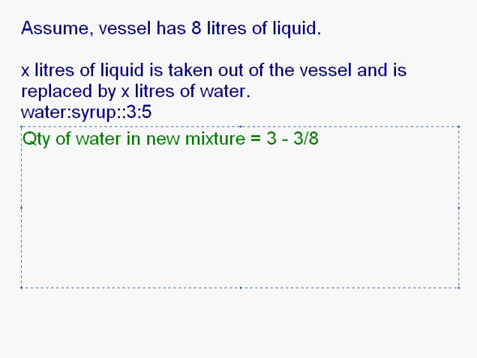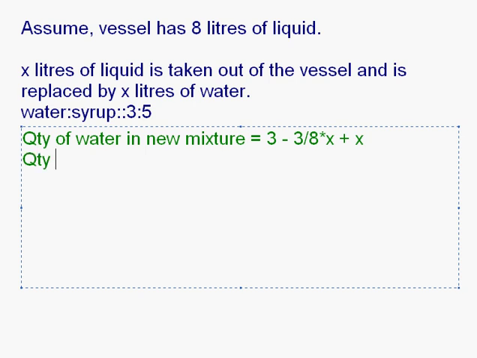3 upon 8. Now if x amount is taken out of this quantity, we have to multiply it by x, right? Minus 3 upon 8x. And what is happening to the water? Water will increase after some mixture is taken out, because we are saying in the question that the vessel is replaced by x liters of water, so we will add x here. So the effect on the quantity of water will be like this. When we take x amount of liquid from the mixture, of course 3 upon 8 times x of water will be out, but after that the new mixture is replaced by x liters of water.